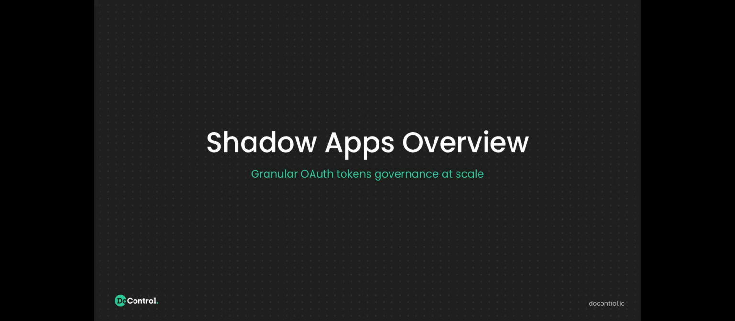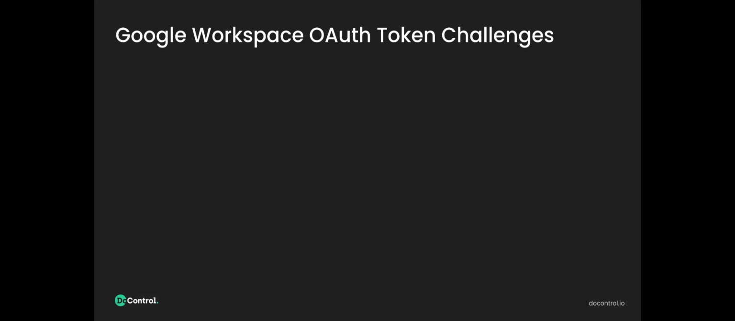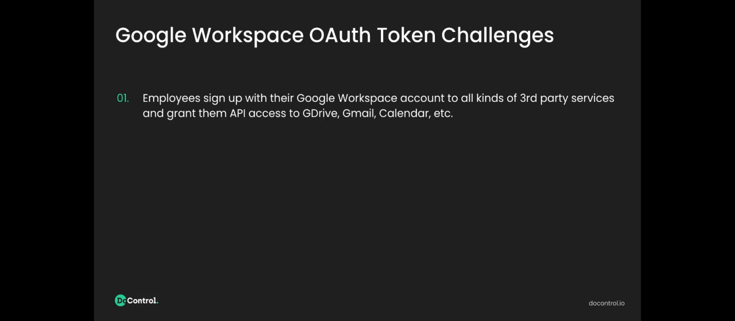In this video, I'm happy to overview the DoControl Shadow Apps capabilities, hopefully help you understand how we help govern OAuth tokens on the Google Workspace ecosystem with granularity in place. First of all, what are the challenges we're facing here? First thing first, employees sign up all the time with their Google Workspace account to all kinds of different services, right? And when they do so, they grant those services API access to Google Drive and Gmail and Calendar, all through OAuth 2.0 authentication flow.